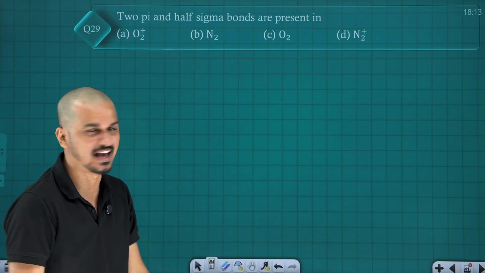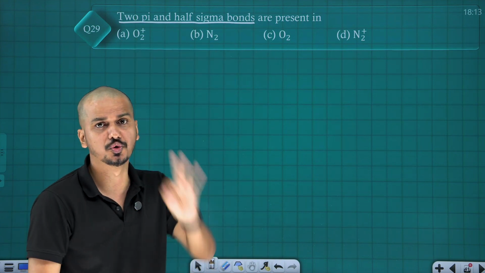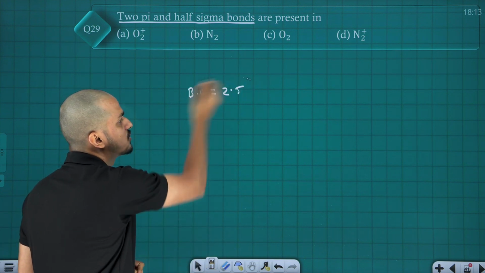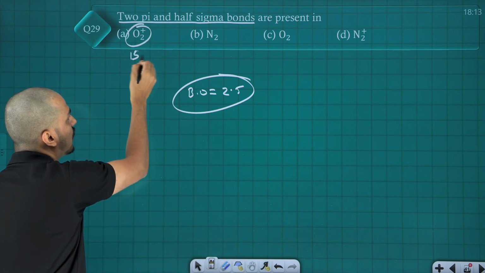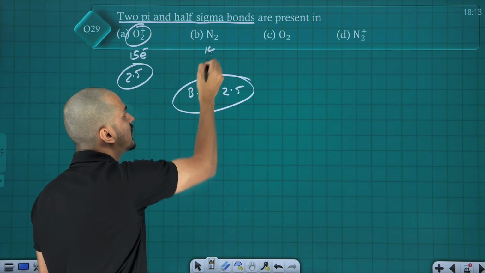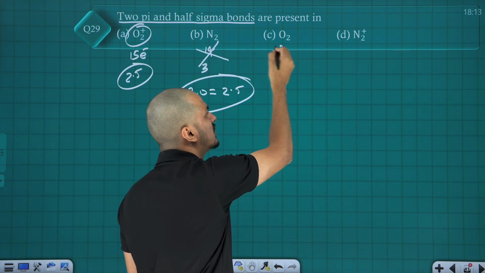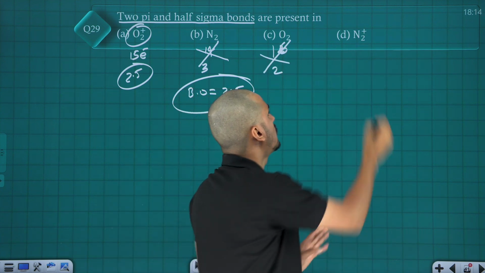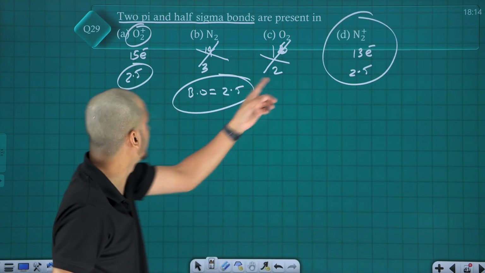Next one, question number 29. 2 pi bonds and half sigma bond are present in. 2 pi bonds and half sigma bond means bond order is 2.5. That is present in which one? That's the question. Here you can see O2 plus means 15 electron, and 15 electron means bond order is 2.5. N2 means total 14 electron, bond order is 3. That's not our answer. What about oxygen? Oxygen means total 16 electron, bond order is 2. That is not our answer. What about N2 plus? N2 plus means total 13 electron, bond order 2.5. So our answer is either D or A.